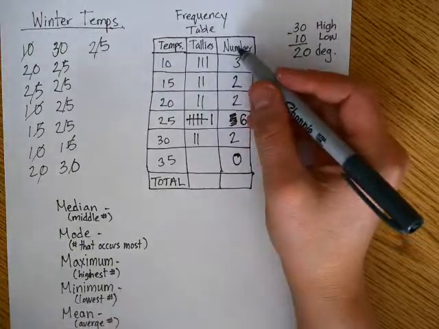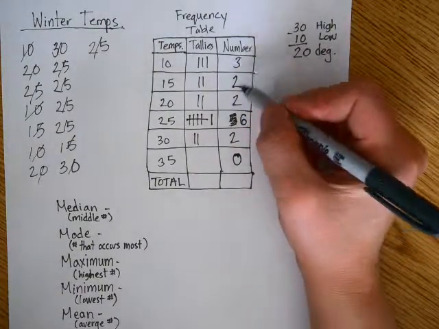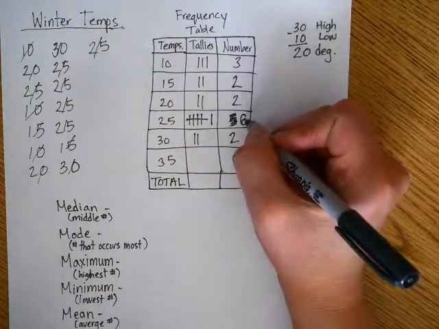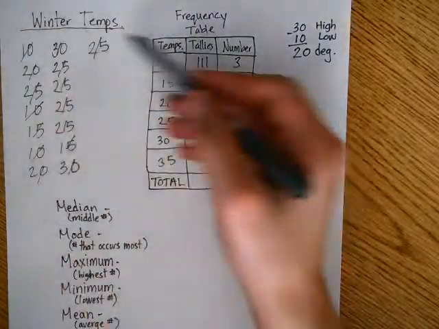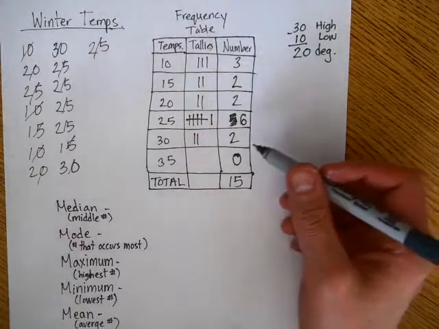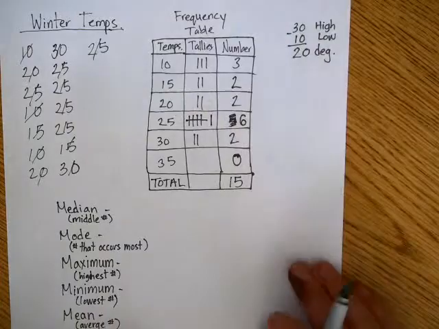And then we're going to add up the total. The total number is important. So 3 plus 2 is 5, plus 2 is 7, plus 6 is 13, plus 2 is 15. And indeed I did have 15 numbers here. I should have 15 here. So that's how we take data from a data set and put it into a frequency table.